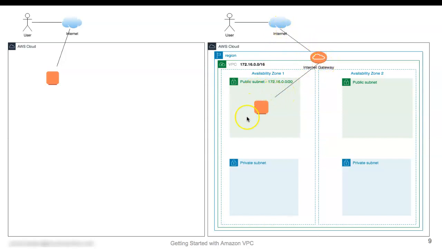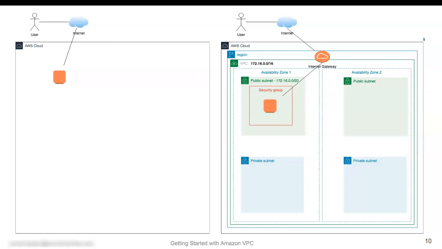Similarly, let's say on this instance, you want to download something from the internet. If you are using a Windows instance, then you want to do patching. So in that case, you want to go to the Microsoft site and download some patches. In that case, the traffic also goes via Internet Gateway to the outside world, and you get the response from the Microsoft site, and again the traffic will come back via Internet Gateway.